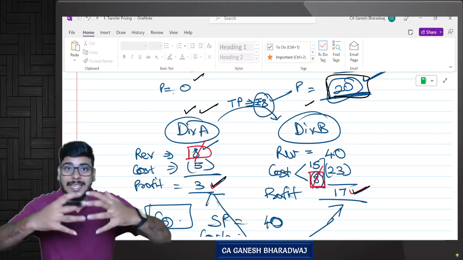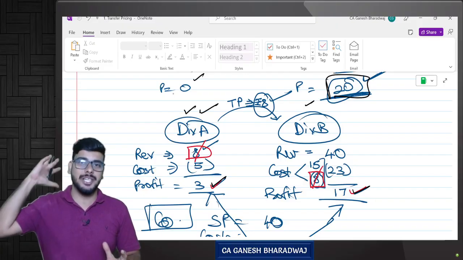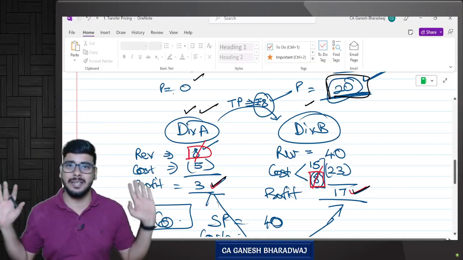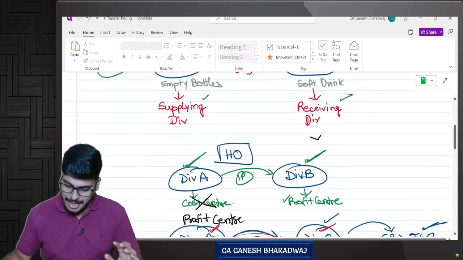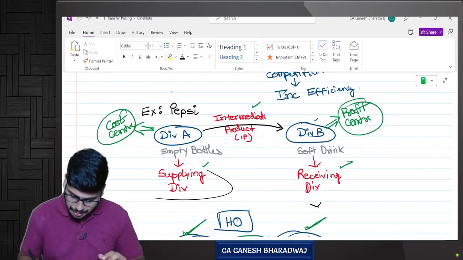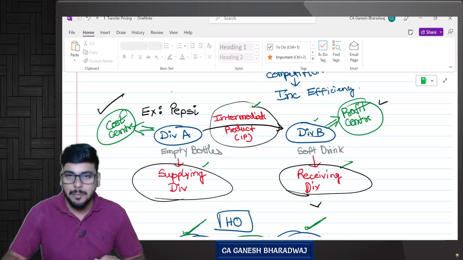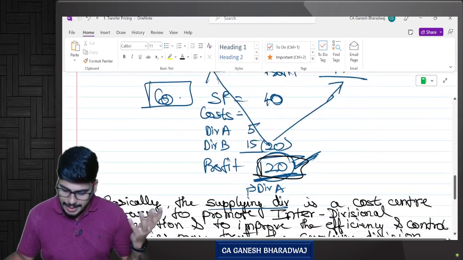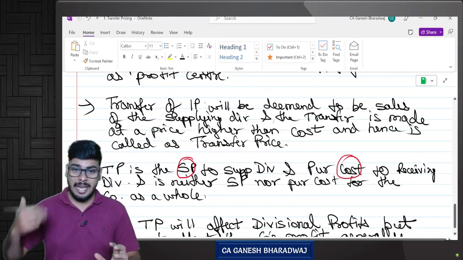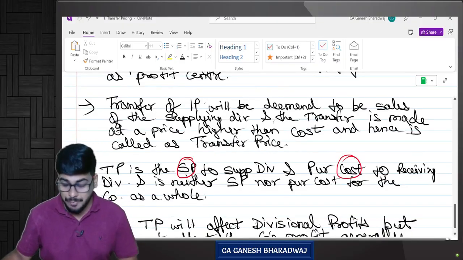So this way, it helps create an artificial competition inside an organization, which will increase the efficiency and thereby exercise overall control in an organization. As simple as that. Are you clear with this? And of course, we have seen a few jargons like what? Supplying division, receiving division, intermediate product, cost center, profit center. Yes, we saw all these jargons here. And we also saw that your transfer price doesn't affect the overall profitability. It affects only the department wise or division wise profitability. All of that we've seen.